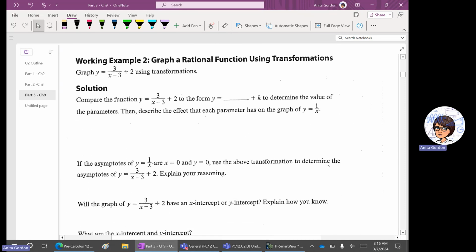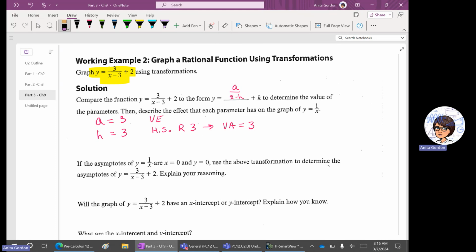Okay, let's take a look at a transformed function. We have a function given to us right here, and it says to compare it to the function a over x minus h plus k to determine the values and parameters. So what's going on here? A in this case is a 3, so that represents a vertical expansion. h is positive 3, so that means I have a horizontal shift right 3, and this also is telling me my vertical asymptote now is at y equals 3.